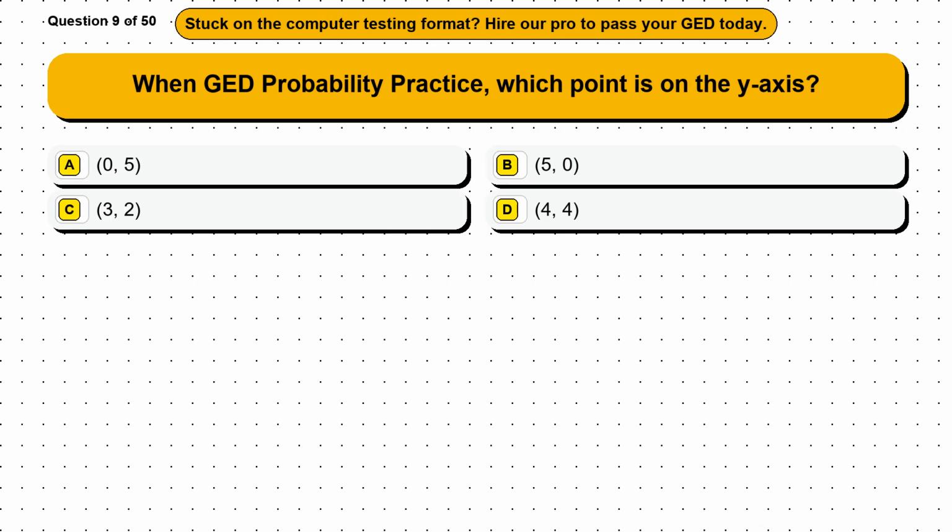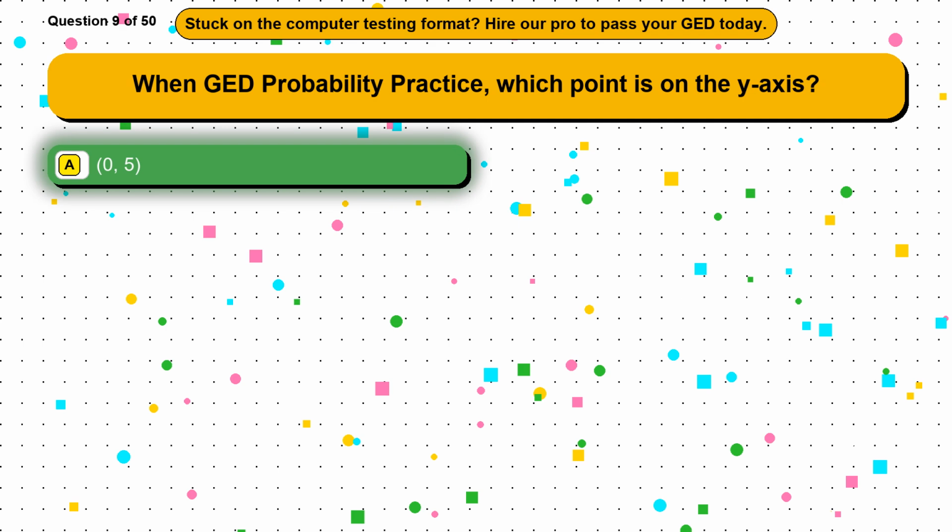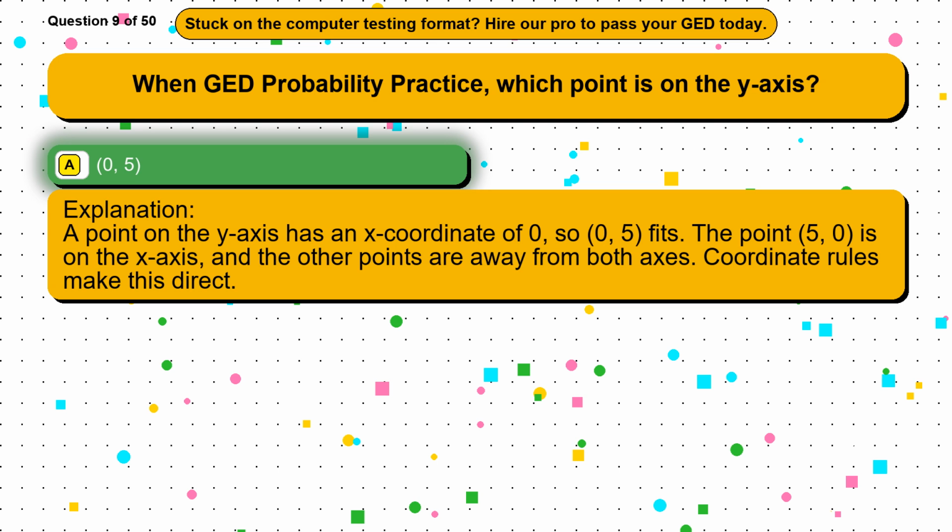Question 9. When GED probability practice, which point is on the y-axis? Option A, (0, 5). Option B, (5, 0). Option C, (3, 2). Option D, (4, 4). The correct answer is option A, (0, 5). A point on the y-axis has an x-coordinate of 0, so (0, 5) fits. The point (5, 0) is on the x-axis, and the other points are away from both axes. Coordinate rules make this direct.